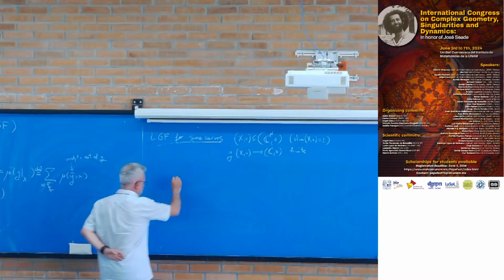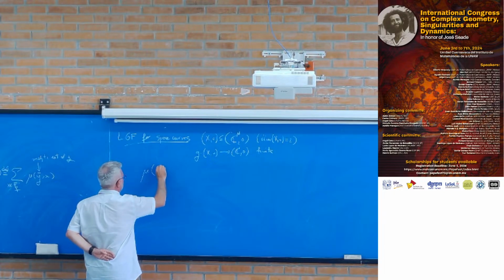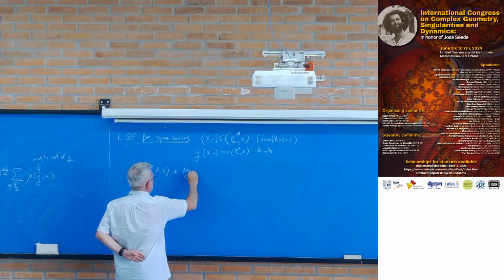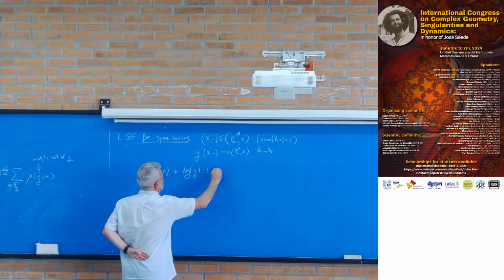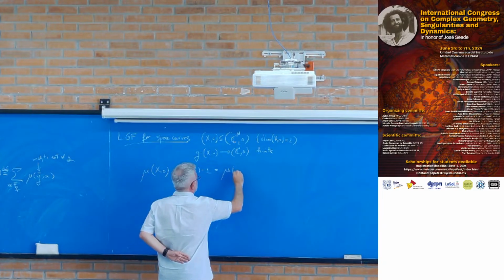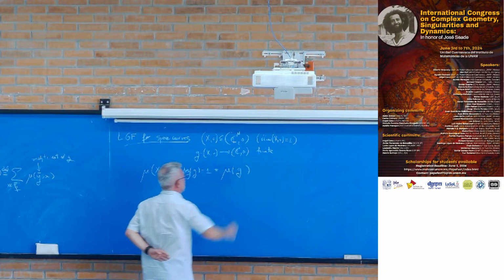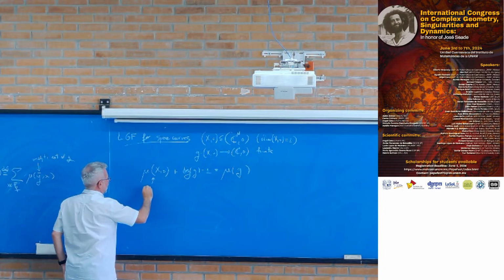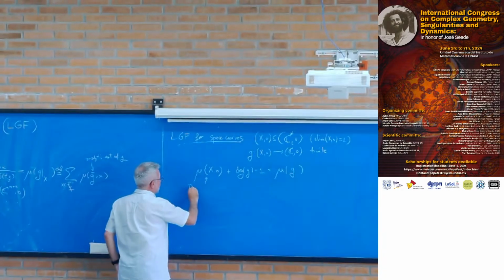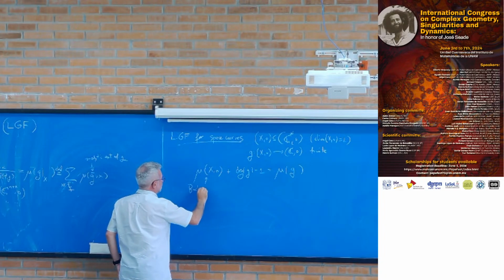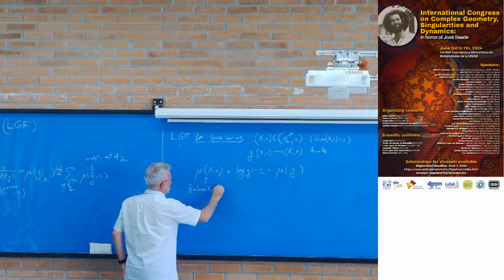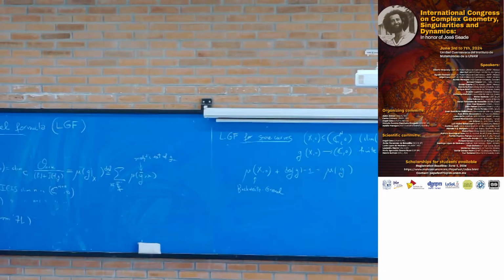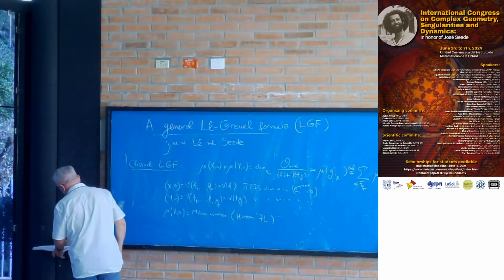Then the generalization formula: mu of X plus degree of G minus 1 equals mu of G. Here, this is the Milnor number of a space curve, which was defined by Buchweitz-Greuel.